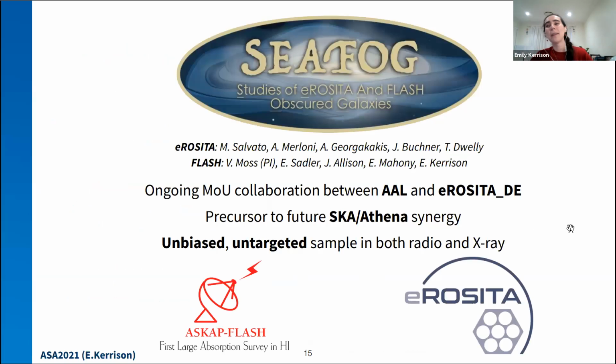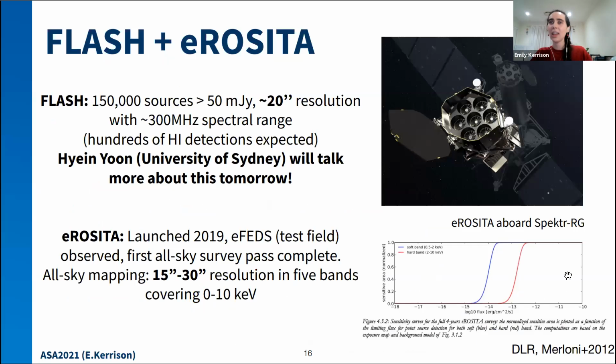CFOG is an ongoing collaboration between the AAL and eROSITA DE, and hopefully it will be a precursor to future SKA and Athena synergy. The aim of this project is to provide an unbiased and untargeted sample in both radio and the X-ray. So in the radio, it's making use of data from the ASKAP FLASH survey, and in the X-ray, we're using eROSITA. Now, why do these surveys work so well together?